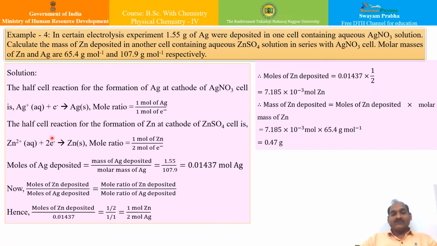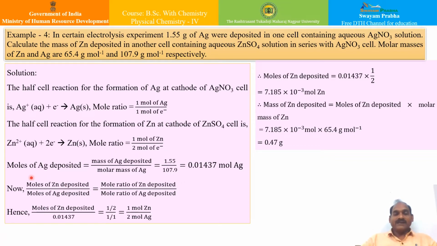Whereas the half cell reaction for the formation of zinc at the cathode of the ZnSO4 cell is this particular one. So you can see here that 2 moles of electrons are required to deposit 1 mole of zinc atom. So the mole ratio will be 1:2 and therefore it will be 0.5. So the moles of silver deposited will be mass of silver deposited upon molar mass of silver. If I substitute the values, that is 1.55 upon the molar mass of silver, 107.9, it gives me 0.01437 moles of Ag.